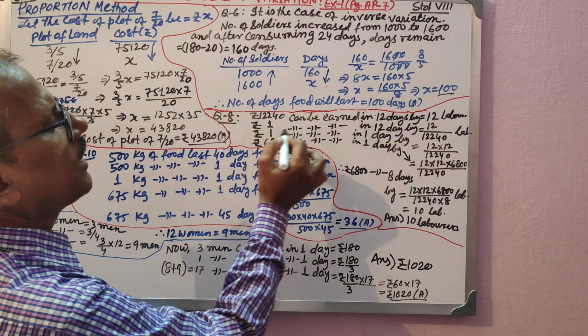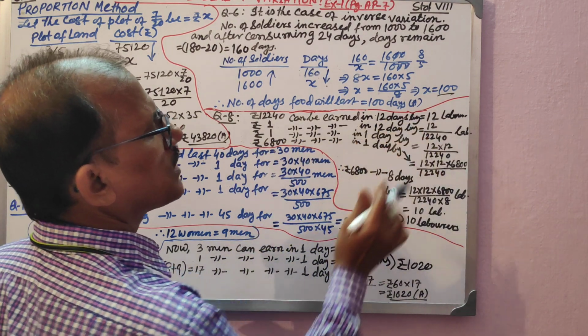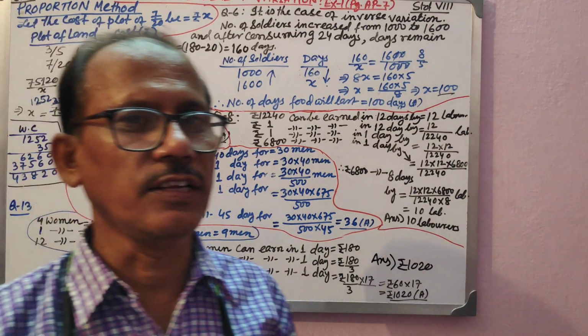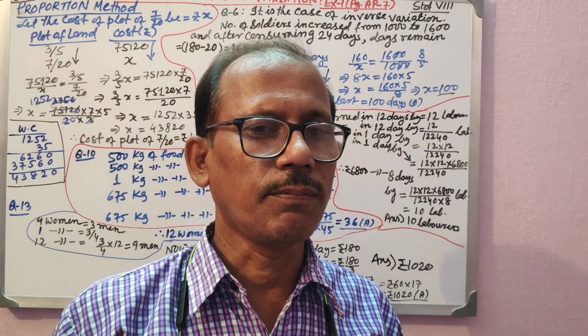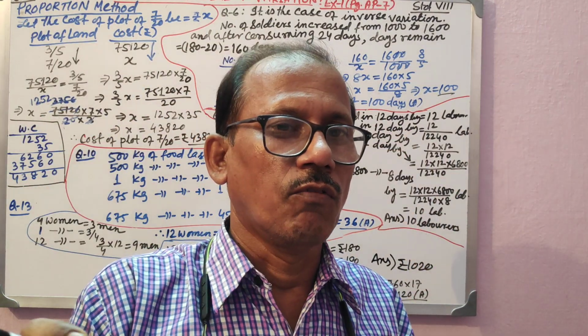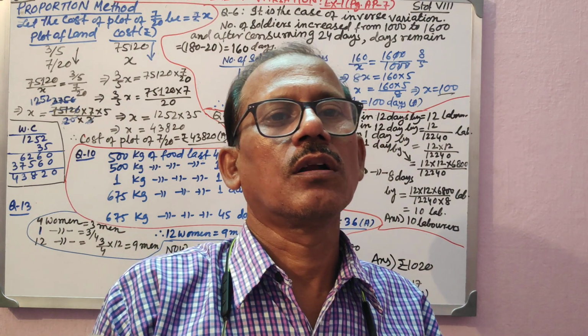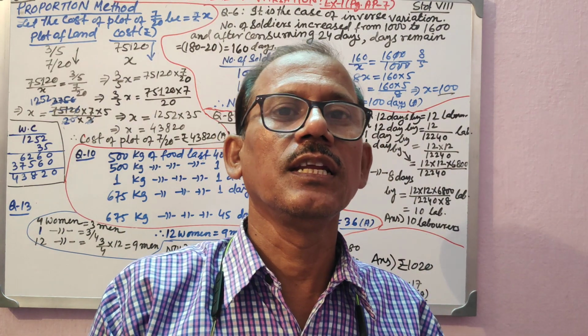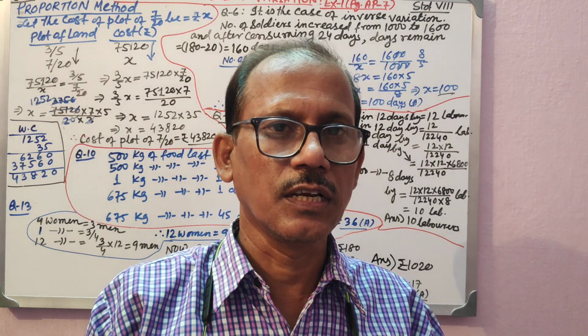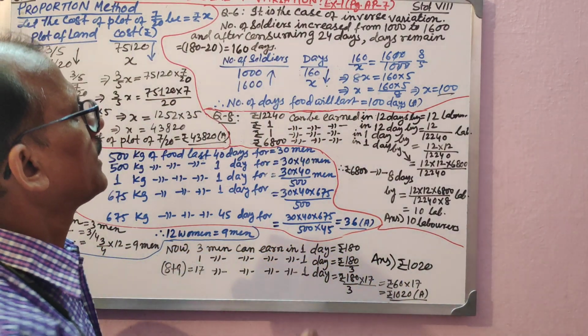So rupees 1 can be earned in 12 days. Now you have to ask, these all are indirect variation sums. So you will have to be very meticulous whether it will increase or it will decrease. If it increases, it will be multiplied with the numerator. If it decreases, it will be multiplied with the denominator. That is what you do.